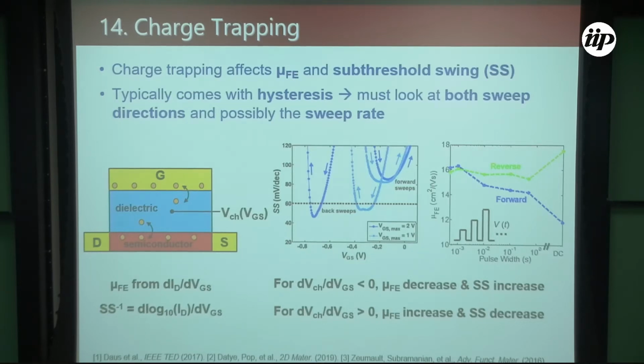And for that, by the way, we've done pulse measurements to get around this. Here we show that mobility actually converges to a constant value if you use millisecond pulses. But if you use DC measurements and try to extract the mobility from the reverse or the forward sweep, you actually get different numbers. So that's clearly dependent on charge trapping and sweep direction and all that.